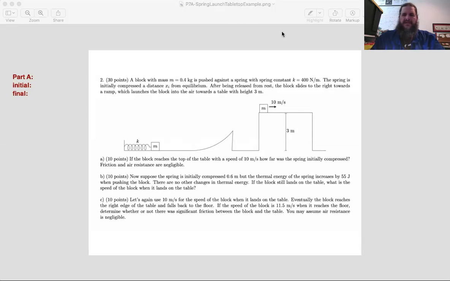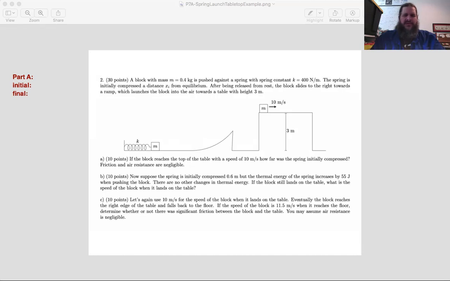Zero what? Like not numbers, but locations. What would be some good locations or situations to describe as initial and final here? If what we want to know is how far was the spring compressed in order to be able to reach the top of the table at this speed, what would be a good beginning and end of the interval?